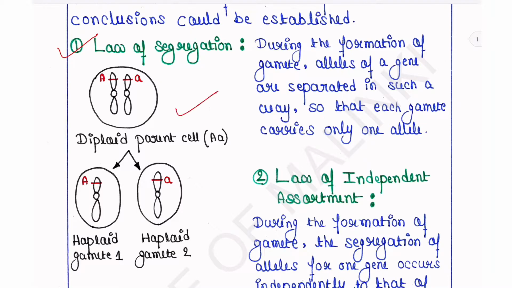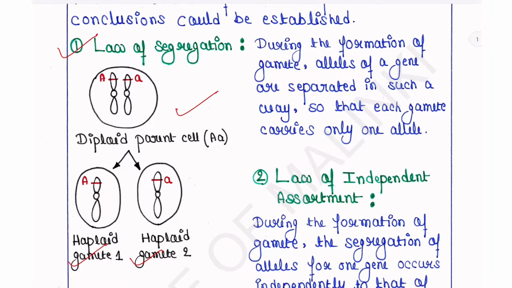Now, this is the diploid parent cell. Diploid means it contains two sets of chromosomes. That means each chromosome appears twice in a cell. Now it can form two types of gametes. Basically, each parent cell undergoes meiosis and produces 4 gametes. But here, these 4 gametes are of two types. Hence, I have shown here only 2 gametes, gamete 1 and gamete 2. But otherwise, there are 4 gametes.